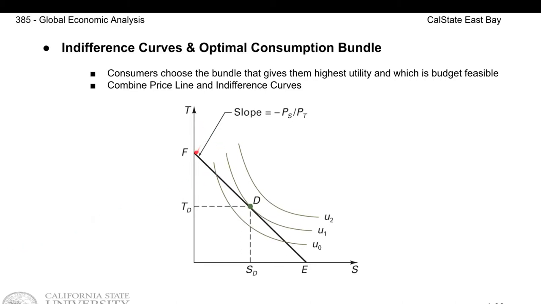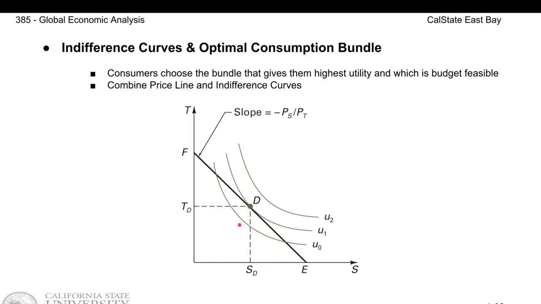So combine the price line and the indifference curve. Clearly, if the consumer had enough money, they would like to climb onto the highest indifference curve possible, or U2. However, none of the points on indifference curve U2 touch the price line, meaning that none of the points on U2 is affordable for the consumer.